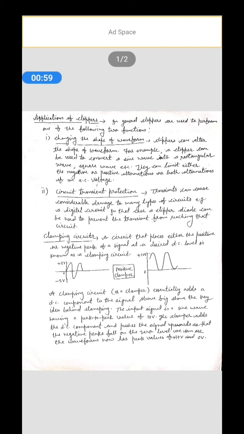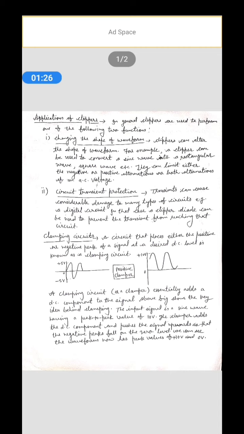Second application, circuit transient protection. Transients can cause considerable damage to many types of circuits, for example, a digital circuit. In that case, a clipper diode can be used to prevent the transient from reaching that circuit.